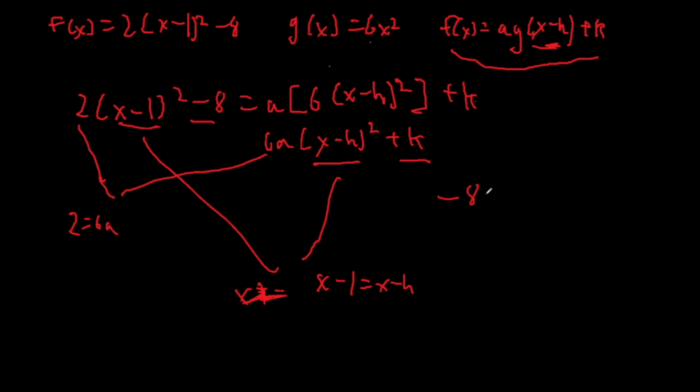So we're going to have negative 8 equals k. For this one, 2 equals 6a, so a will be equal to 1/3. For this one, x minus 1 equals x minus h, so h will be equal to 1. And for this one, we already have it: negative 8 equals k. So we just found what the a, h, and k values were when you have the equation f of x equals a g times x minus h plus k.